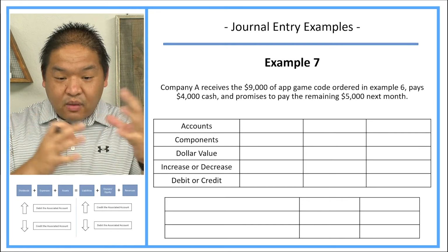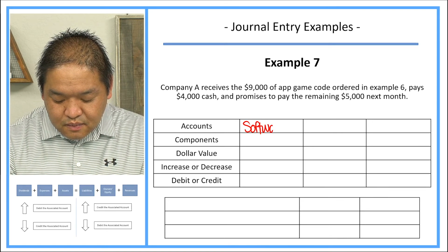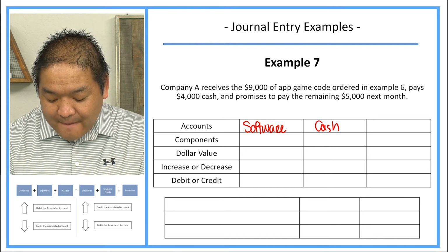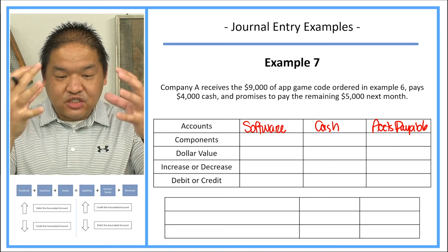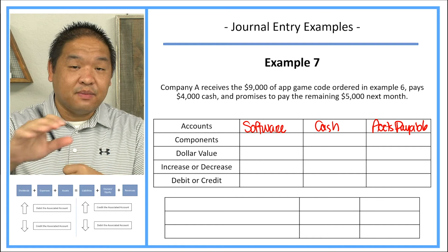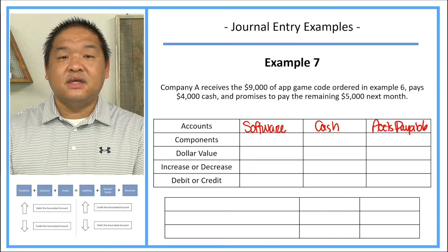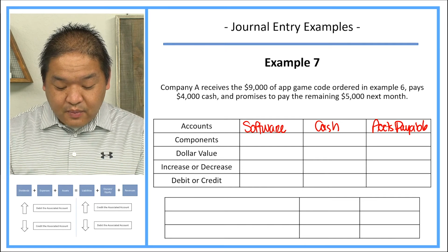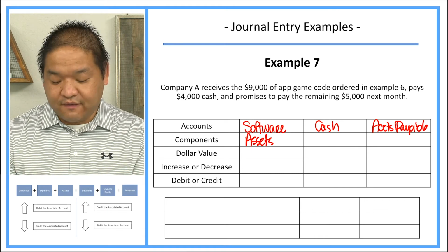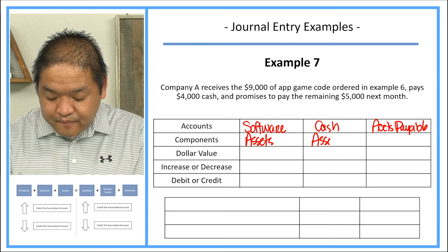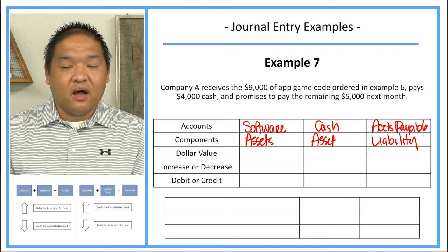Now that we have all of that, what accounts are going to be impacted? Well, software, cash, and accounts payable. I'm getting a software, I'm giving up cash, and a promise to pay. The promise to pay is going to be accounts payable. What components do these three things belong to? Well, software belongs to asset. It's a resource that the company has to provide future financial benefits. Cash is an asset, and accounts payable is a liability. All right, so we've got all those three there.